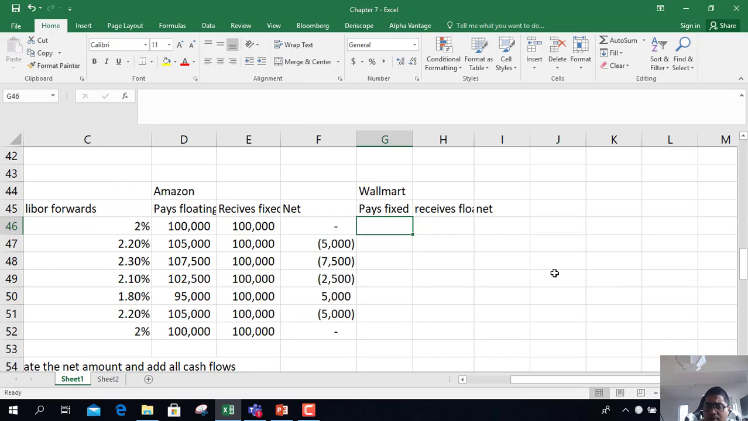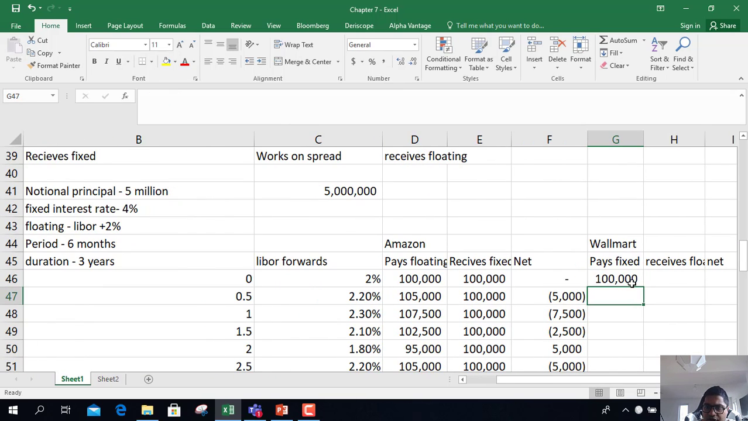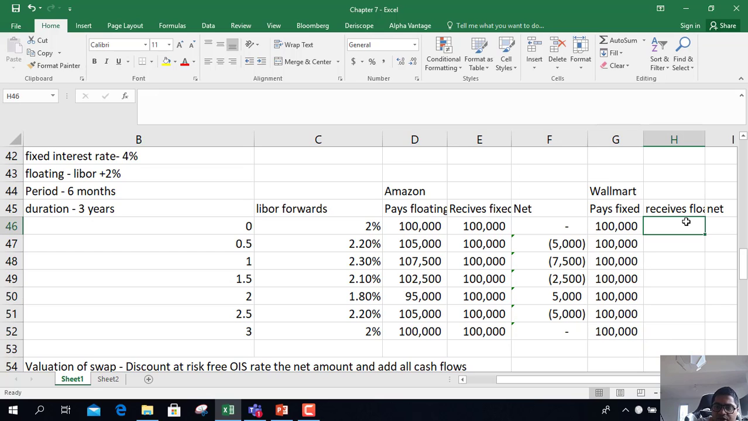Now for Walmart it will be different. It pays fixed and receives floating. So how to calculate fixed rate? 4% is the fixed rate, divide by 2 into 5 million. So it's going to pay $100,000 every 6 months for the next 3 years. And it's going to receive floating. So how much floating it's going to receive? Received amount will be 2% plus spread 2% divide by 2 into 5 million.